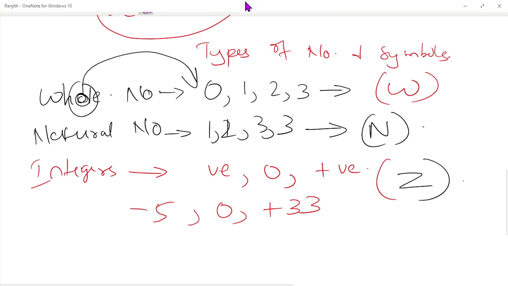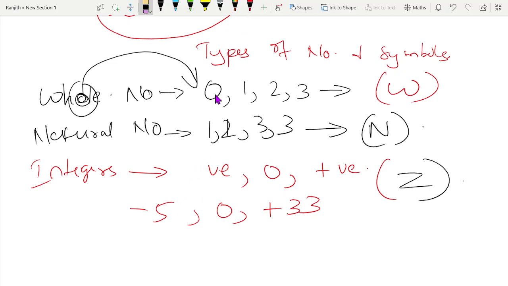Good, Akansha, you have improved. You practice every day. Yes, sir. Good. Negative, positive, and 0.